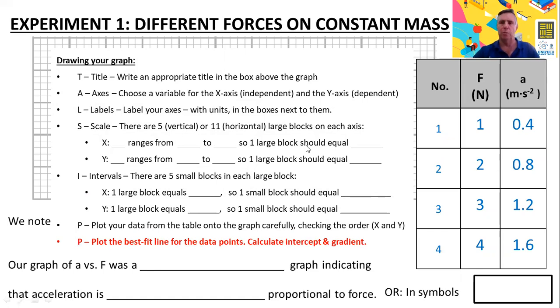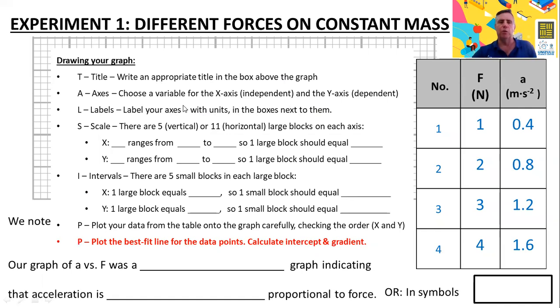So just go back in your booklets and revise that if you're not sure, using the acronym TALSUP to do the different parts of drawing a graph. The first part, T, stands for title. Write an appropriate title in the box above the graph. Choose variables for your x-axis and your y-axis. We've already decided our dependent variable is acceleration, our independent is force. Then label your axes with units.